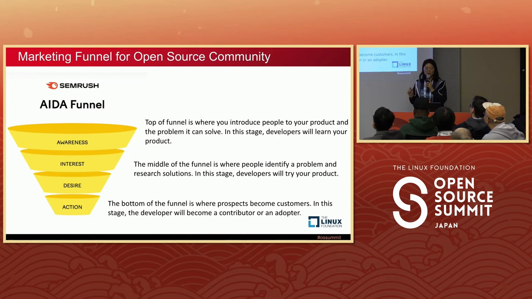In the middle of the funnel are interest and desire. This is where people identify a problem and research solutions. At this stage, developers may try your product to see if it can solve their problems. For the open source community, we can use GitHub issues as an indicator to see if developers are interested in our open source product. The bottom of the funnel is action. In traditional marketing, action means that the user buys the product. But in the open source community, in our culture, it means that developers become a contributor or an adopter.